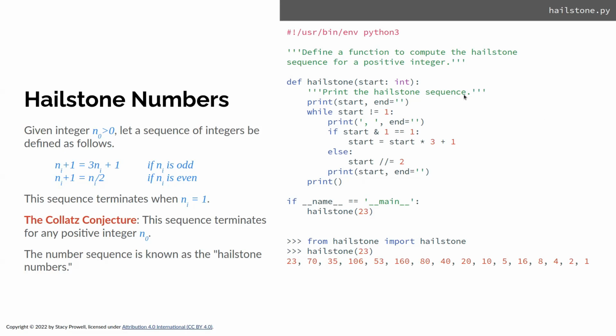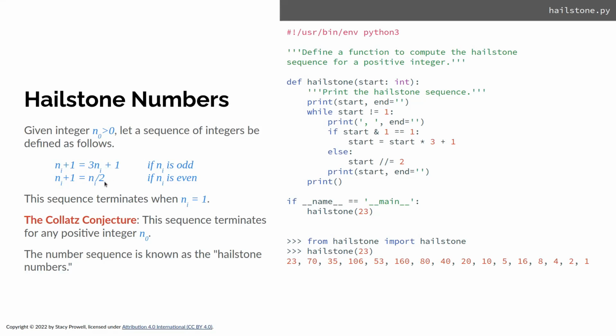So if you remember, the Hailstone numbers say that given an integer n, we define a sequence of integers. If n is odd, we multiply it by 3 and add 1. So if n was 7, we'd multiply it by 3 and get 21. Then we'd add 1 and get 22. And that would be the next. So 7 would be followed by 22 in the sequence. If n is even, we divide it by 2.